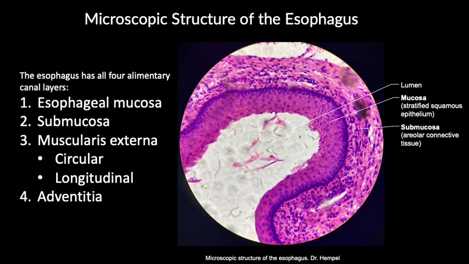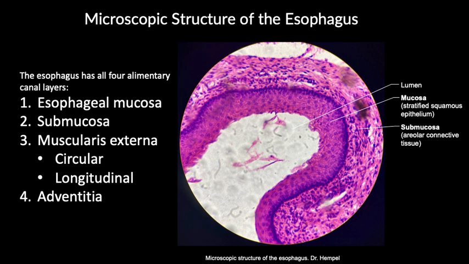Unlike the mouth and pharynx, the esophagus has all 4 alimentary canal layers. First, on the internal side adjacent to the lumen, the esophageal mucosa contains stratified squamous epithelium, which changes to simple columnar epithelium at the stomach. The submucosa consists of areolar connective tissue and surrounds the esophageal mucosa. The esophageal glands in the submucosa secrete mucus to aid in bolus movement.